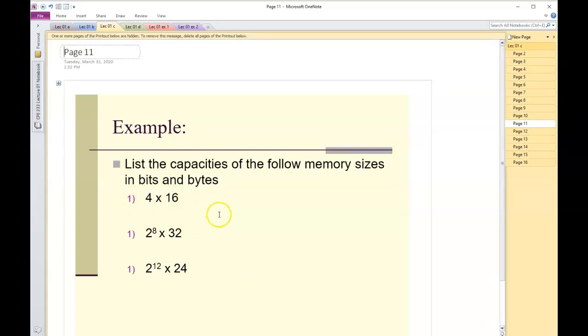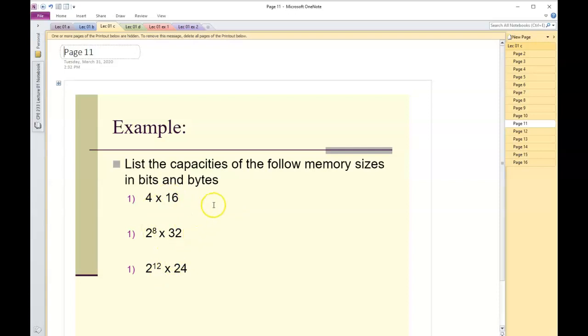So lots of times we're interested in the capacity of memories, and oftentimes it's pretty funny because the capacity is given in bits, even though the memory is not bit addressable. It makes the memory sound bigger. You see that all the time. So these are 3 different memory specifications here.